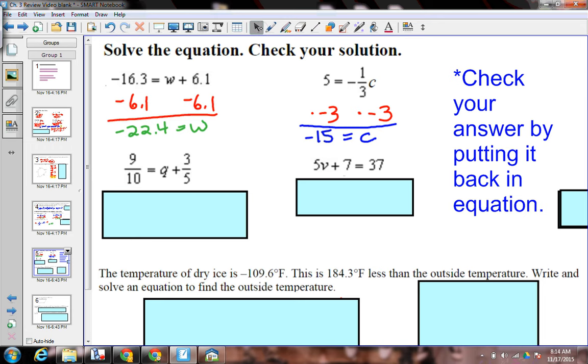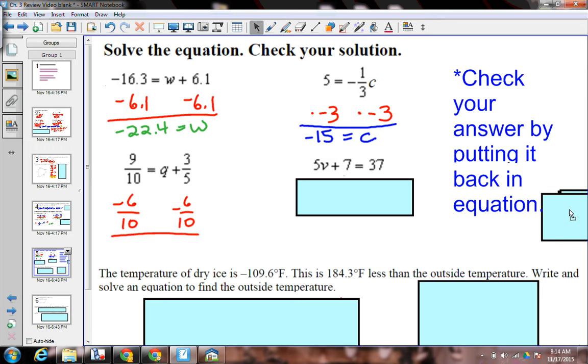Okay, my next one, I have to subtract 3/5 from both sides. So I'm going to write it as negative 6/10, so that I have a common denominator. So now I can do 9/10 minus 6/10 to get my answer of 3/10.